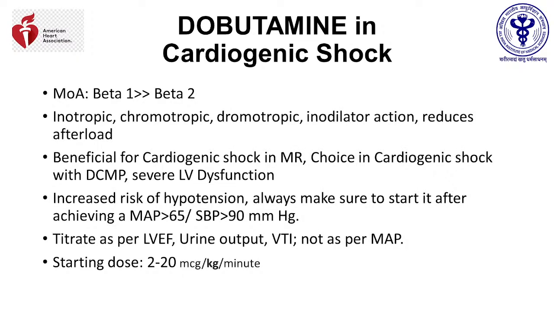Dobutamine in cardiogenic shock: beta 1 and beta 2 action, inotropic agent, chronotropic agent, bathmotropic agent, inodilator action, beneficial for cardiogenic shock in MR as we have discussed, choice in cardiogenic shock with DCM, severe LV dysfunction.